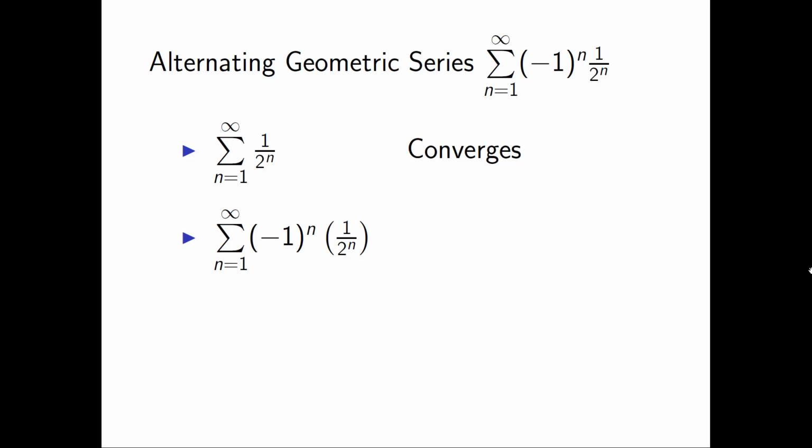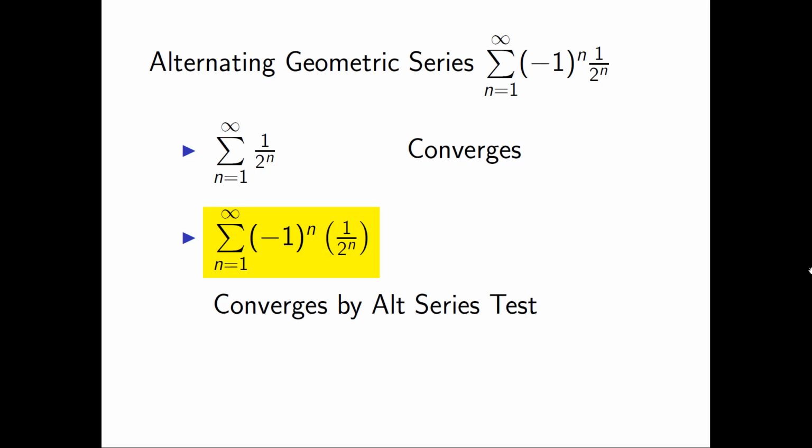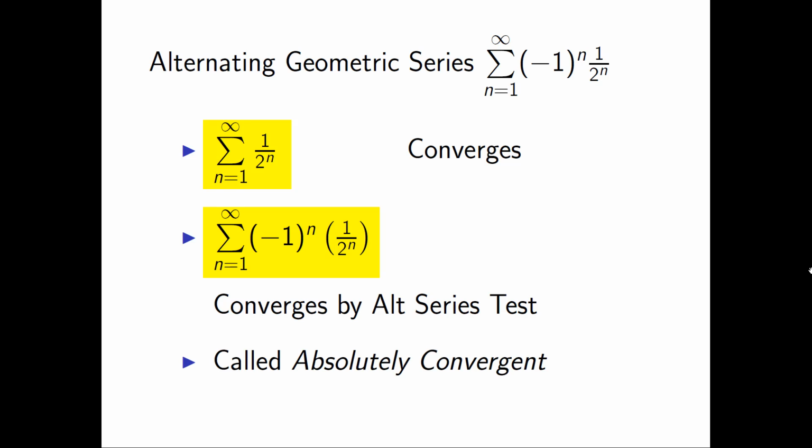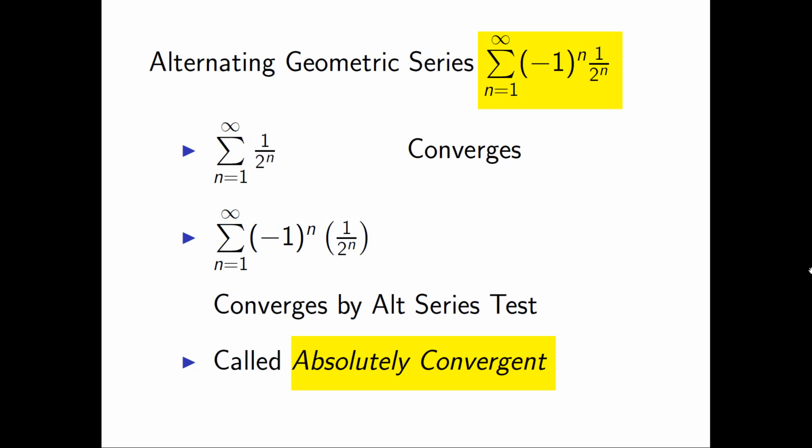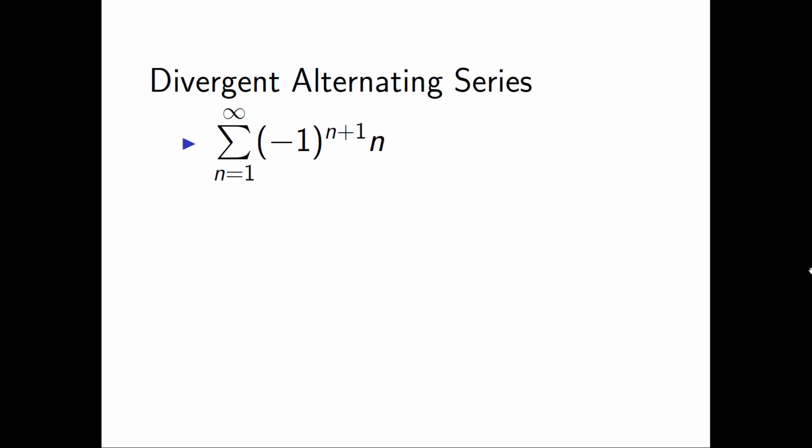And similarly, if we take the same thing but with a (-1)^n in the front, that still converges. And actually we could look at that two ways. Just as a geometric series it converges with r equal to negative 1/2. But we could also take a look at the alternating series test and say, well, the terms are going to 0, therefore it converges. Because it converges and its absolute value converges, we can call that absolutely convergent. It's an absolutely convergent series.